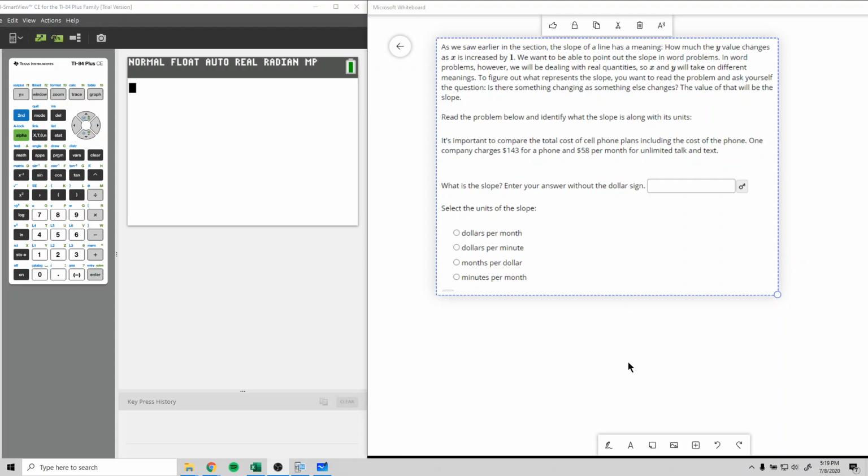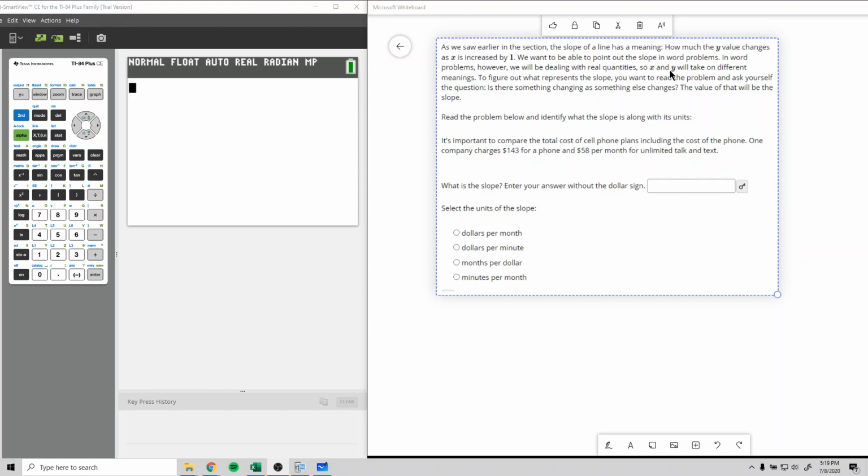This problem here is just really previewing when we get to word problems in 5.3. And I'm going to read the beginning to you. This isn't actually a part of the problem. It's just going to remind you what the slope of a line means.